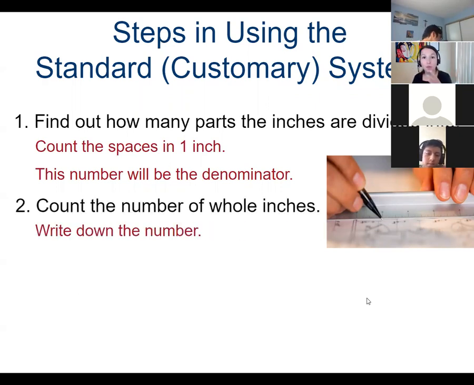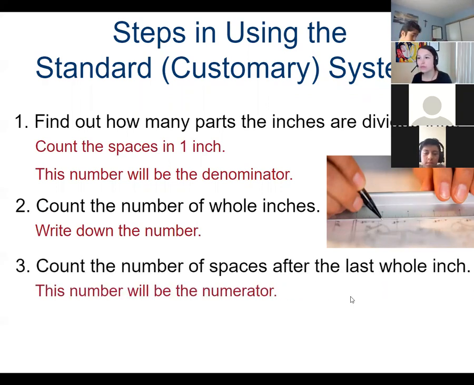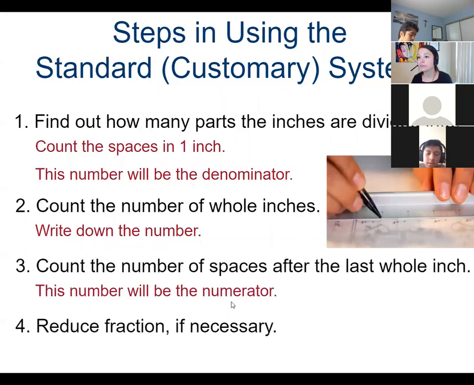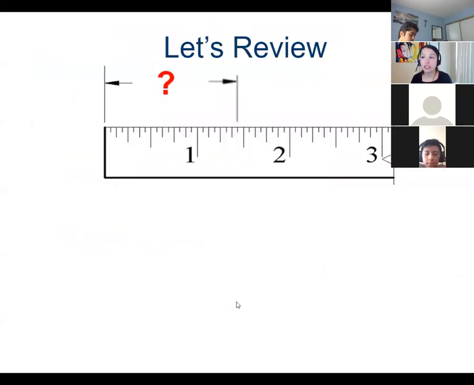So are we beyond the 1 inch, the 2 inch? Are we at the 5 inch mark? Count the number of spaces after the last whole number. Then this will give you your numerator. So how many little lines after will be your numerator, okay? Then simplify your fraction if necessary.